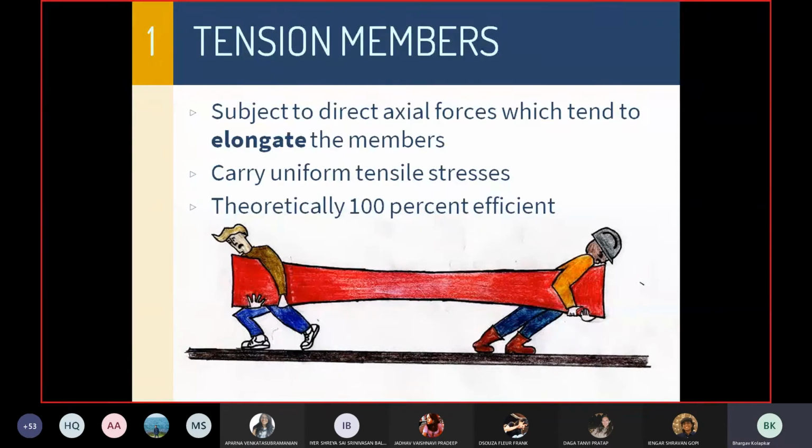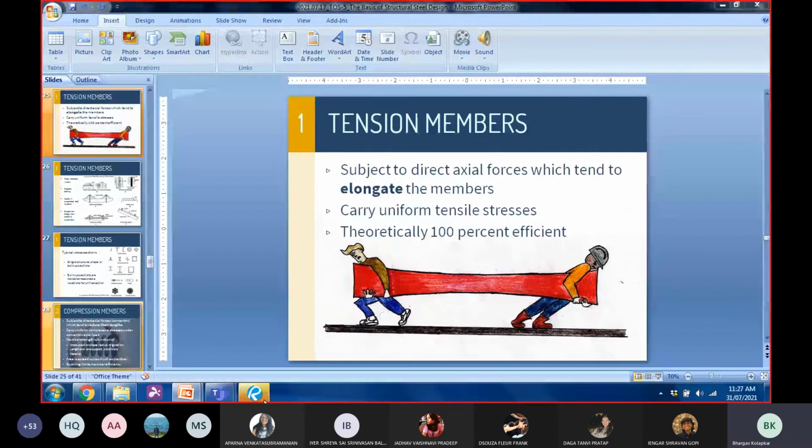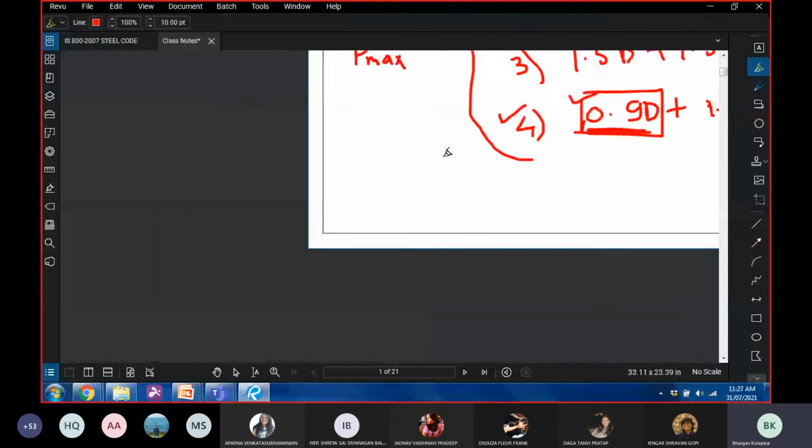First is the easiest type of member and a very efficient member, which is called a tension member. Now, tension members are structural elements that are subject to tensile forces, which tend to elongate the member. So any force that tries to elongate the member is called a tensile force, and the member is called a tensile member. Now let us talk about which type of stress we can expect in this member.